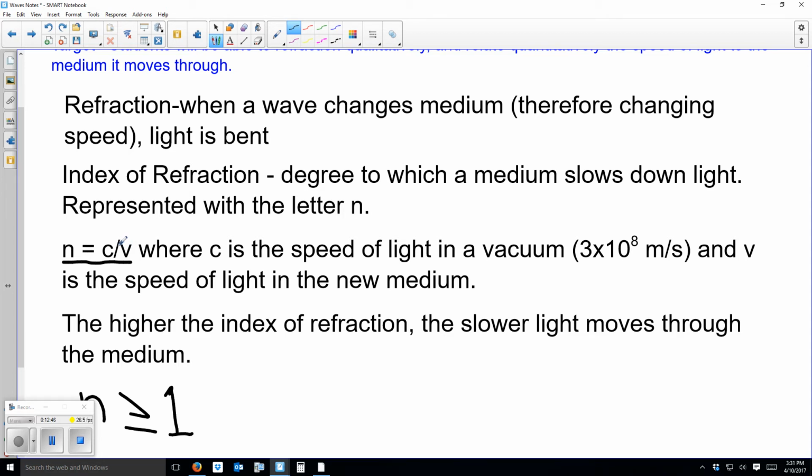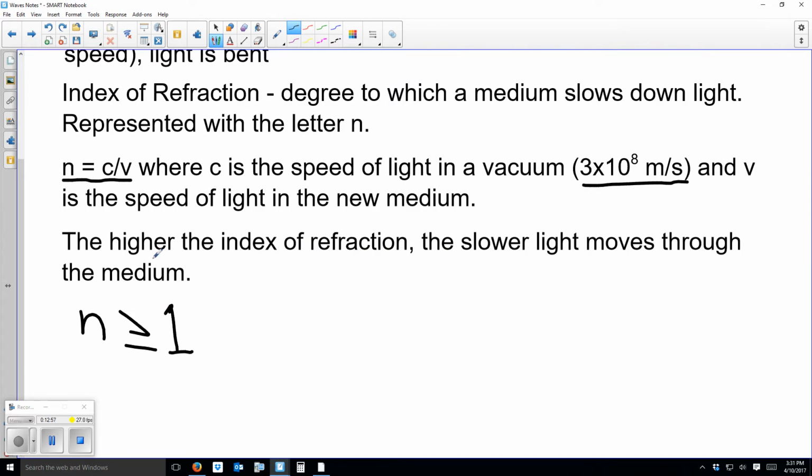This c is 3 times 10 to the 8th. That is the speed of light in a vacuum, and the v is the speed of light in the new medium. Bigger indexes of refraction mean slower light moving. n is always bigger than or equal to 1 because the speed of light in a vacuum gives an index of refraction of 1. The speed of light, 3 times 10 to the 8th, will be given to you. So if I give you the index of refraction, you need to be able to determine the speed of light in that material. Just plug it into the equation and solve for it.